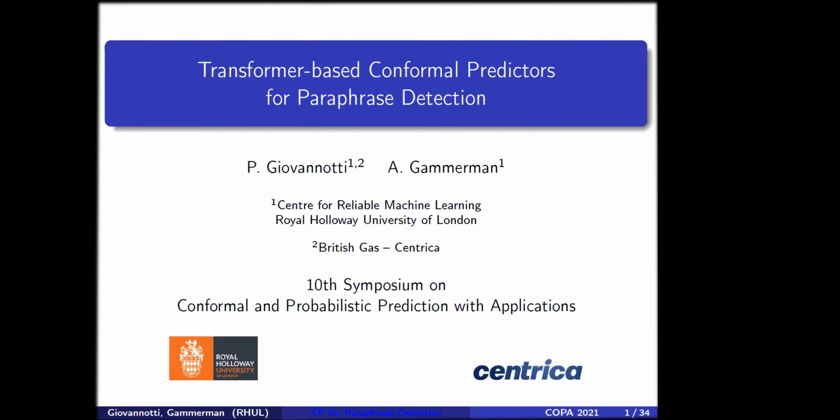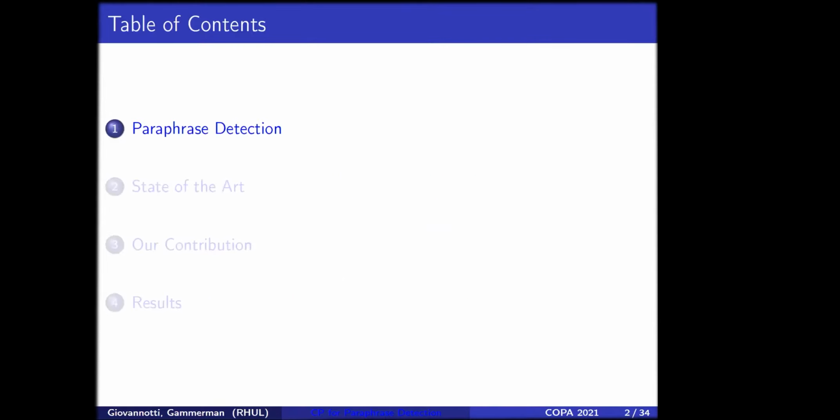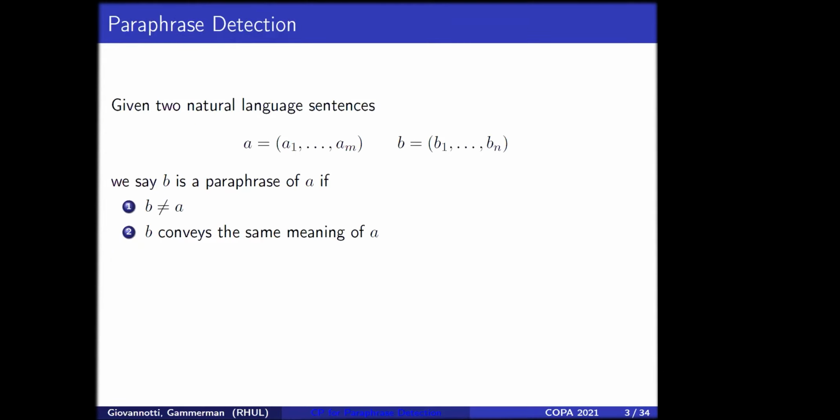So first of all, a few definitions. What is a paraphrase? We are talking about natural language processing, and in general, a paraphrase can be defined as a pair of sentences, A and B, which can have different lengths, and if B is different from A, but conveys the same meaning of A, we can say that B is a paraphrase of A. So it's basically a pair of semantically equivalent sentences.